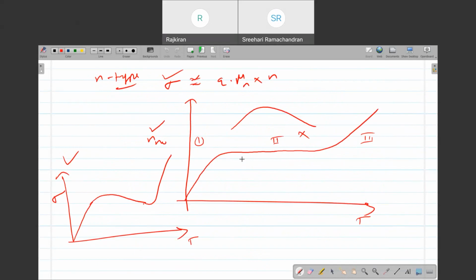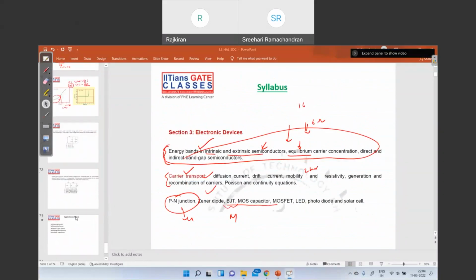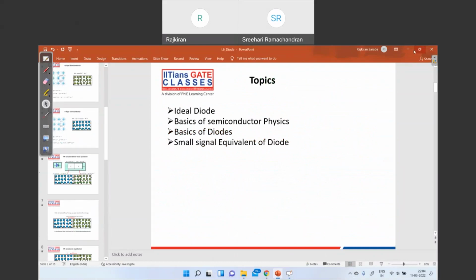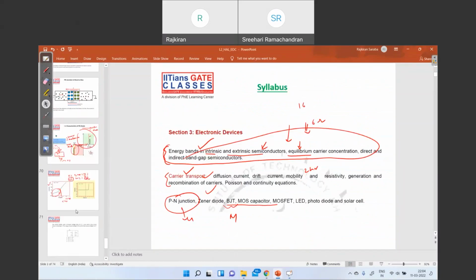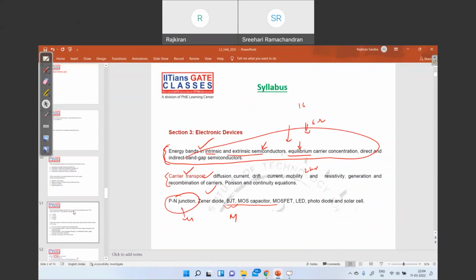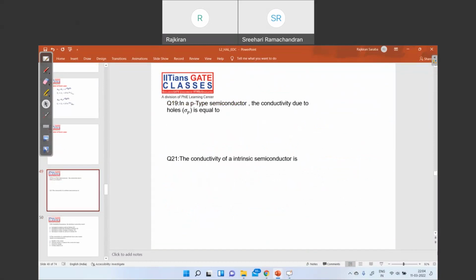Clear. Okay. So now we'll take some questions. Since people are fewer today, we'll start the diode freshly in the next class. We'll take some questions. Is the slide visible now? Yes. Fine. Just a minute.